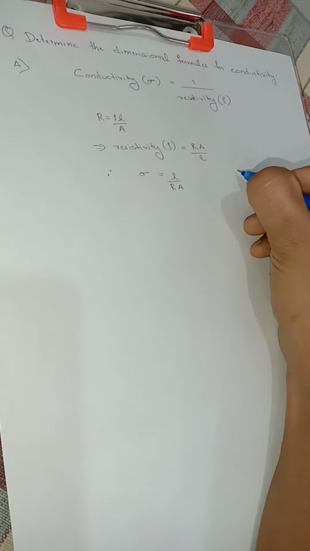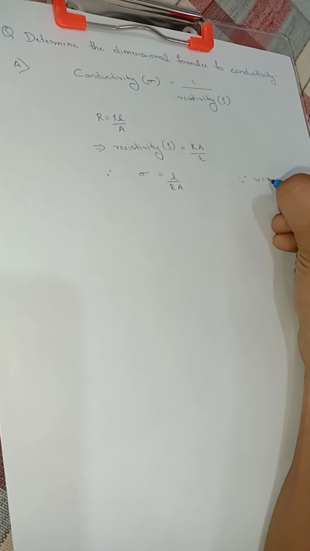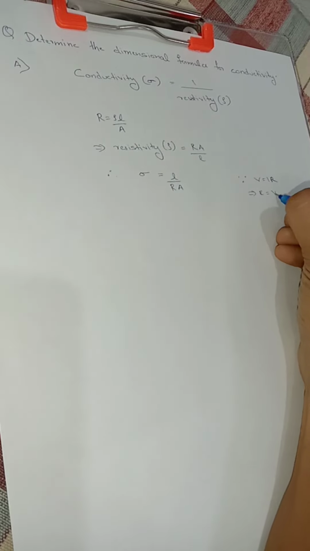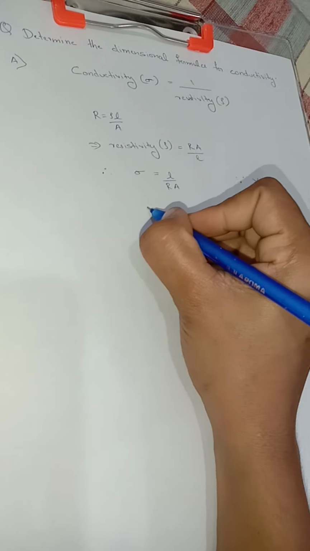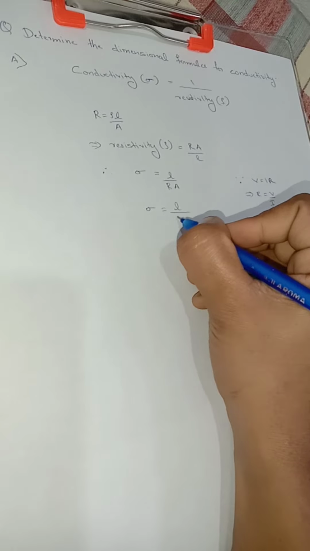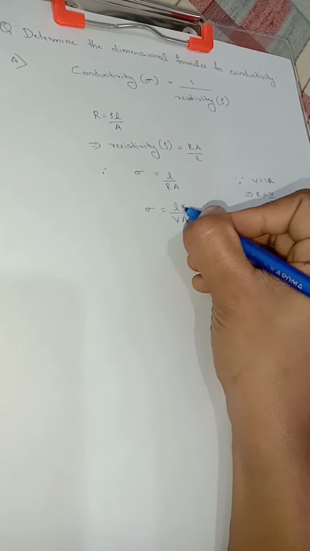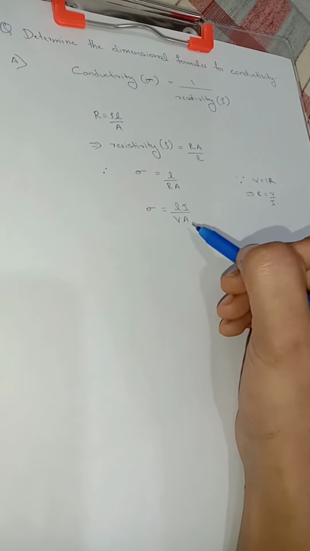Now we are substituting for this R here, that is resistance. We know that voltage is equal to I into R by Ohm's law. From this, resistance is equal to V by I. Substituting this resistance over here, we get sigma is equal to L by, instead of R it is V by I, so V into A, and I comes in the numerator. So this is the conductivity equation we got.